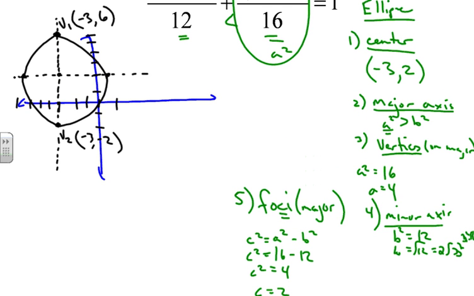So from here, we're going to be going from the center 2 units up, 1, and 2 units down, 2, and we can write those out. So focus 1 is going to be -3 and 4, and our focus 2 is going to be -3 and 0. Okay, and we found that.